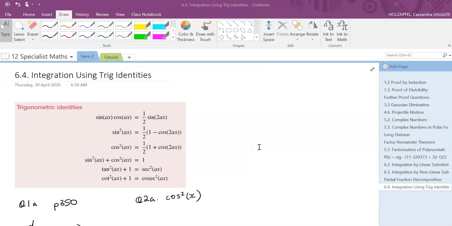So today what we're going to be looking at is some integration using the trig identities. And why would we use the trig identities to integrate something? It's simply because we want to make it easier for ourselves. So we're going to substitute in values that are going to be easy to integrate.